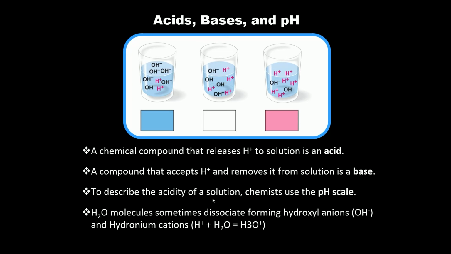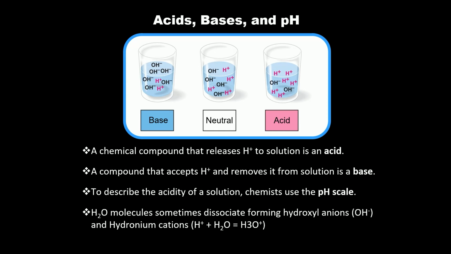To describe the acidity of a solution, we use a scale called the pH scale, and anything that has a lot of hydrogen ions is an acid, and a lot of OH negative ions would be a base. So here we have 3 glasses of water. The one in the center has an equal proportion of hydrogen ions and hydroxide ions, so that is neutral. The one on the left has an abundance of OH negative hydroxide ions, so that is a base, and the one on the right has an abundance of hydrogen ions, so that is an acid.